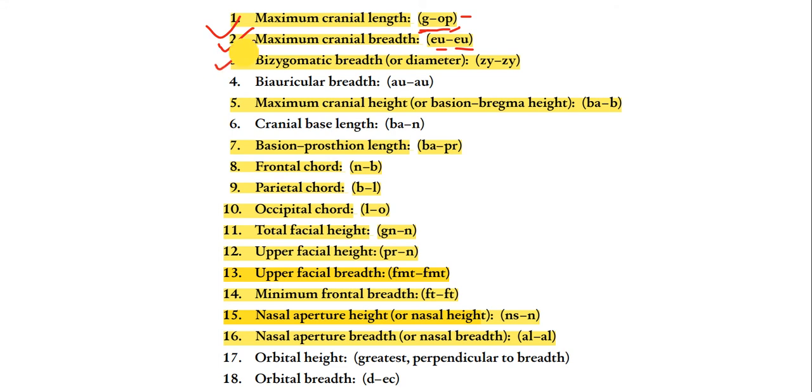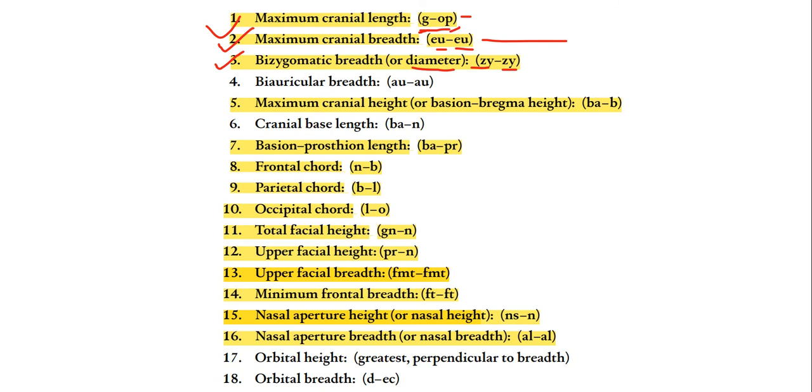Next coming on is the bizygomatic breadth. Bizygomatic breadth or diameter is the linear measurement from zygion to zygion. Also not to mention, maximum cranial breadth is taken using spreading calipers.